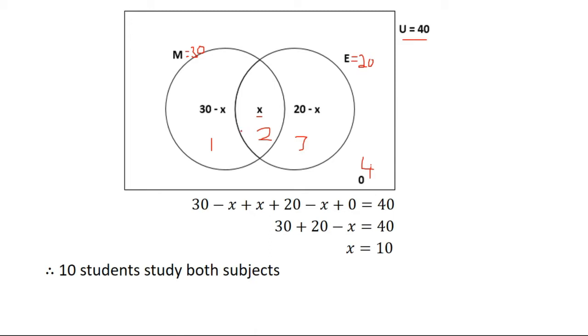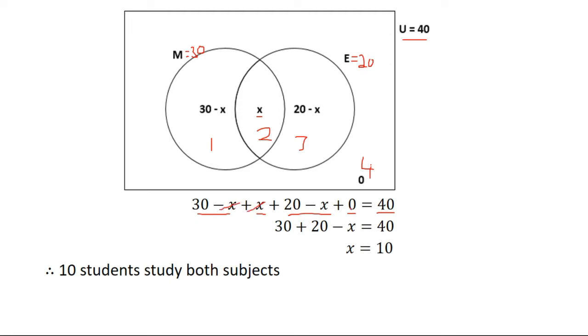Now we can see from here that each of the individual regions is accounted for. So what we have to do is add everything together and equate that to the universal set, because we know that when we add everything in the Venn diagram together, it must be equal to the universal set. So we add region 1, which is 30 minus S, to region 2, which is S. We add that to region 3, which is 20 minus S, and we add that to region 4, which is 0, and we equate everything to the universal set, which is 40. Now we can see clearly from here that minus S and plus S are going to cancel.